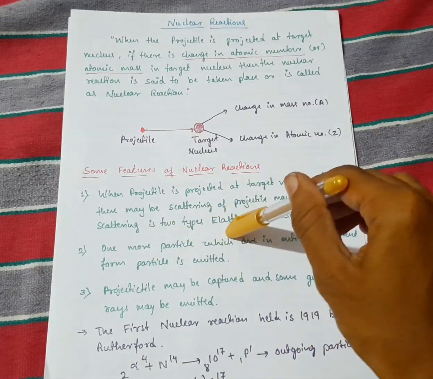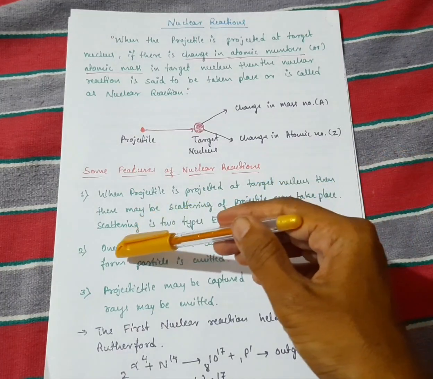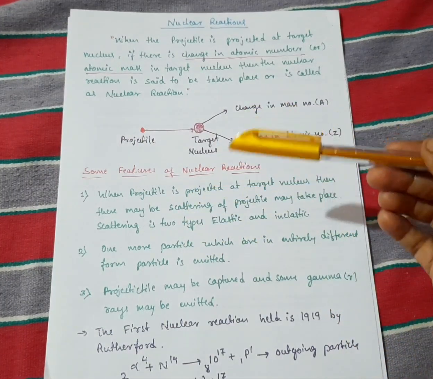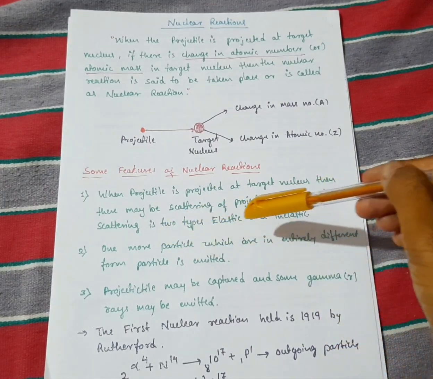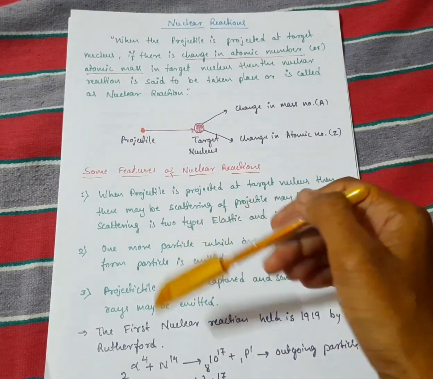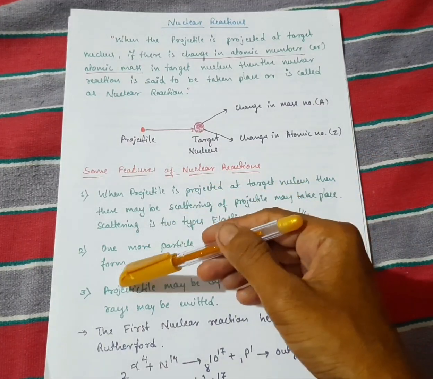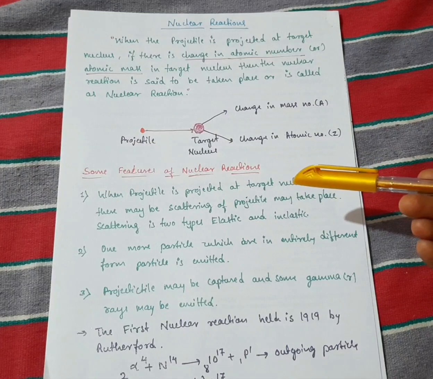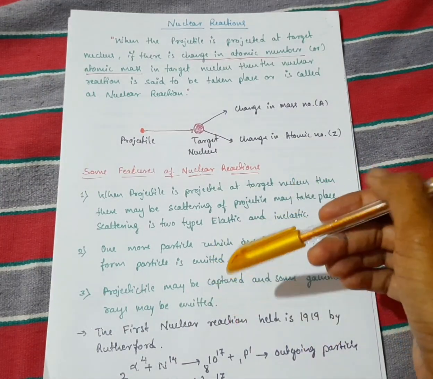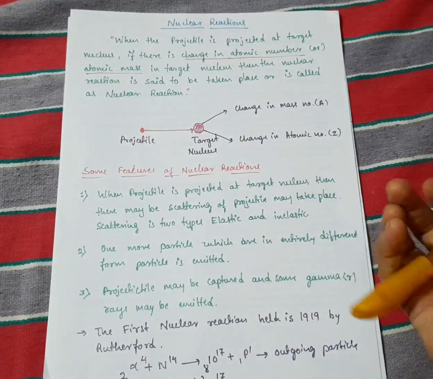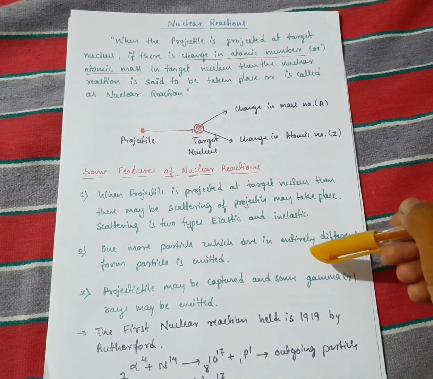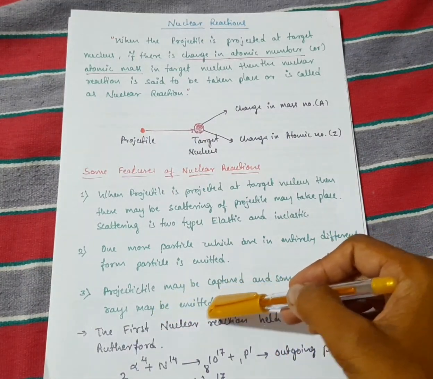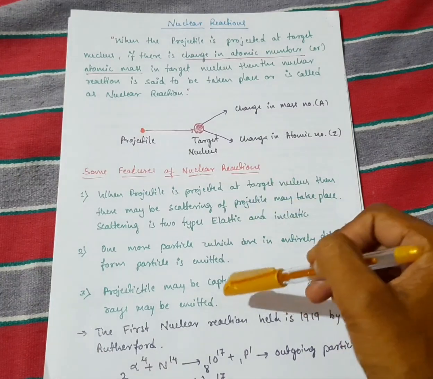And the second one: a particle of an entirely different form is emitted. In the first case it may be scattering, or in the second case one more particle of an entirely different form may be emitted after the interaction. Third, the projectile may be captured and some gamma rays may be emitted. So another condition is that the projectile, when it hits the target nucleus, is completely captured or absorbed by the target nucleus and some gamma rays can be emitted. So these are a few features of nuclear reactions.